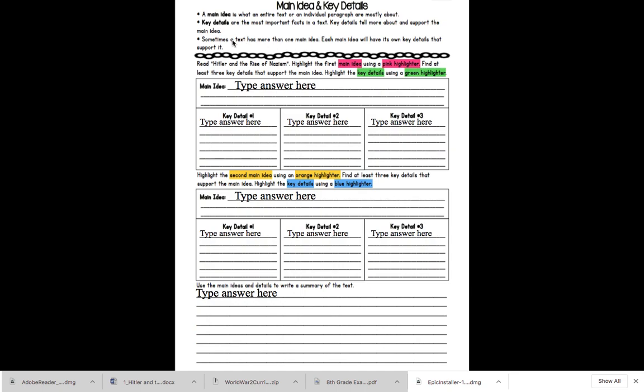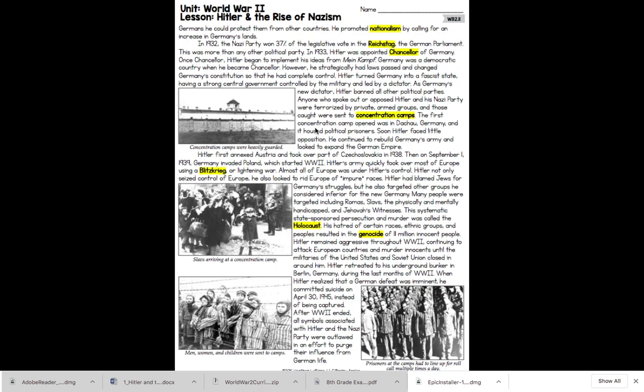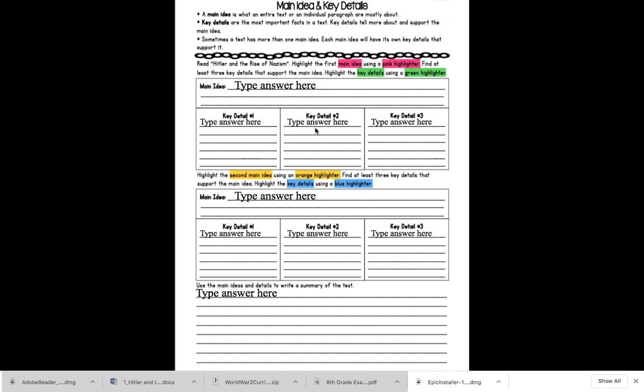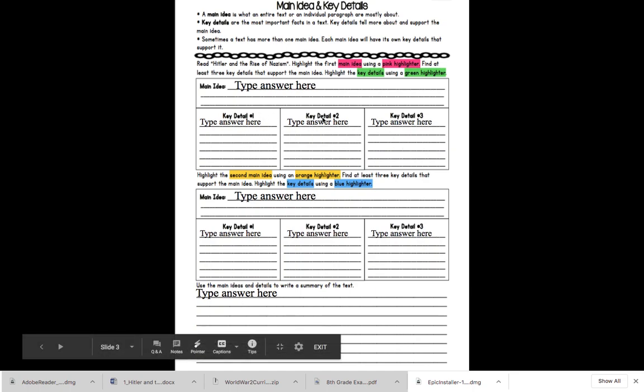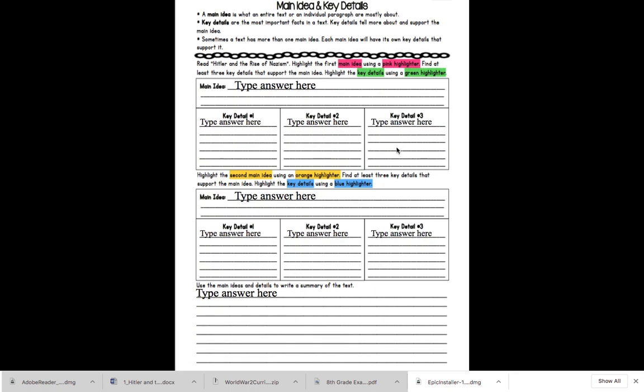And keep in mind, sometimes the text has more than one main idea. So in this particular text, it has 2 main ideas. All right, so main idea 1, main idea 2, and then each main idea is supported by key details. So imagine if you had 2 theses, or 2 claims for your research paper, and then all the evidence that you use to support would go in these boxes.